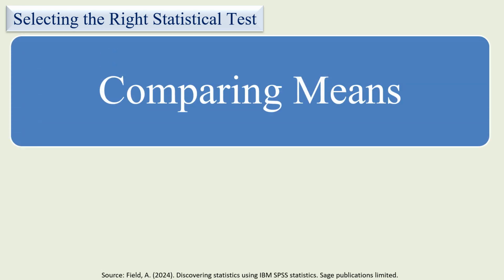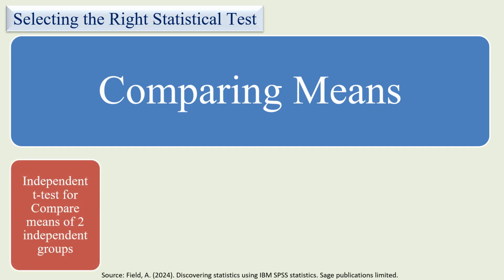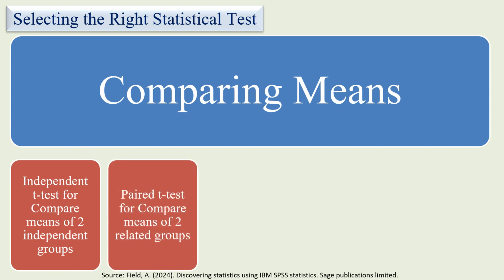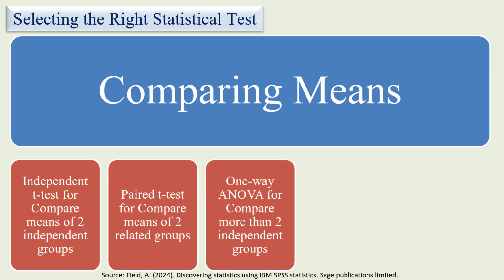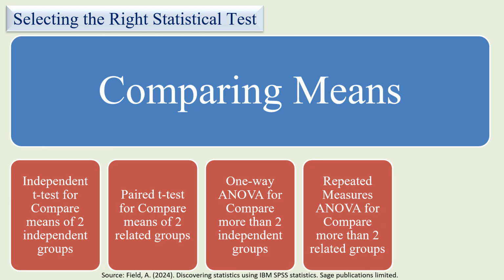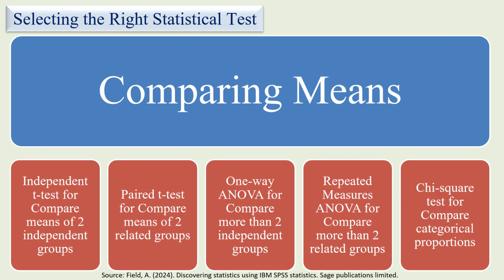First, for comparing means, in other words for comparing differences between groups. Applied, independent t-test for comparing means of 2 independent groups. Applied, paired t-test for comparing means of 2 related groups. Applied, one-way ANOVA for comparing more than 2 independent groups. Applied, repeated measures ANOVA for comparing more than 2 related groups. Applied, chi-square test for comparing categorical proportions.